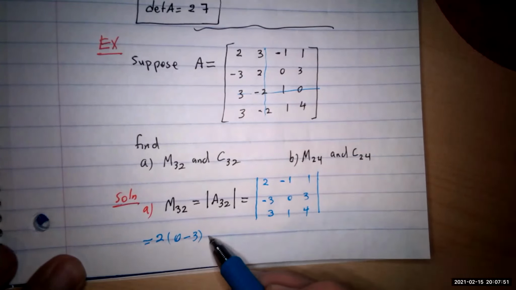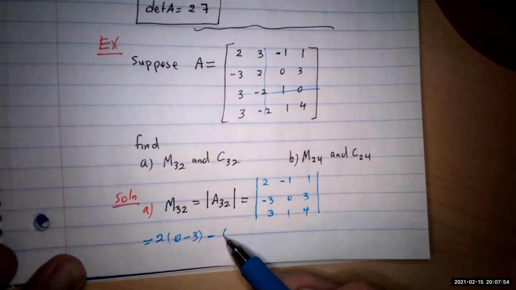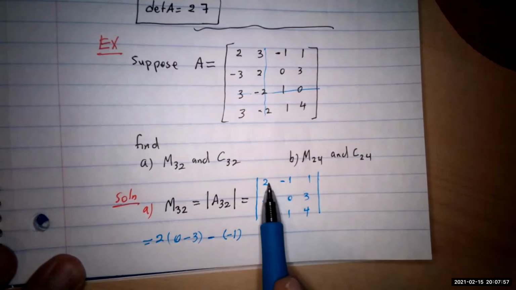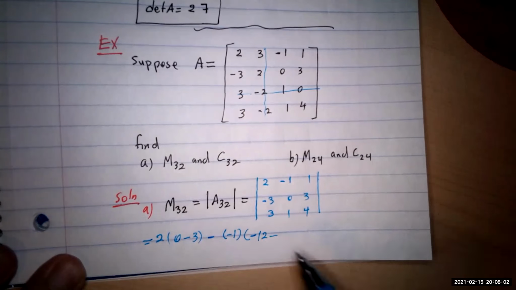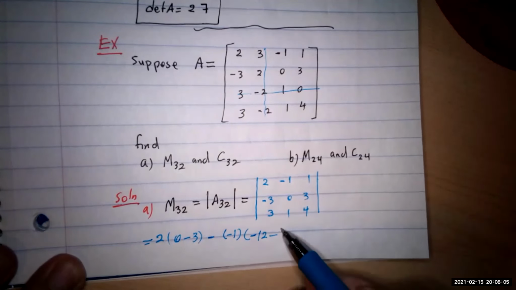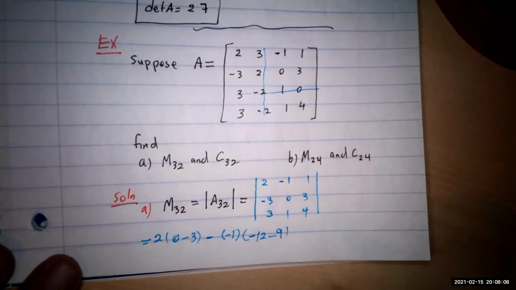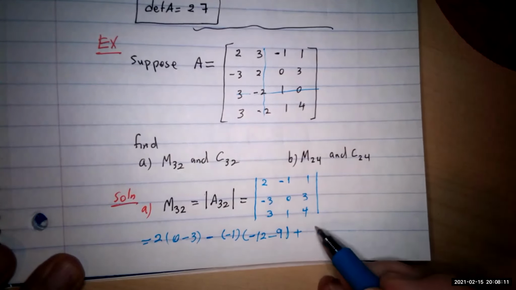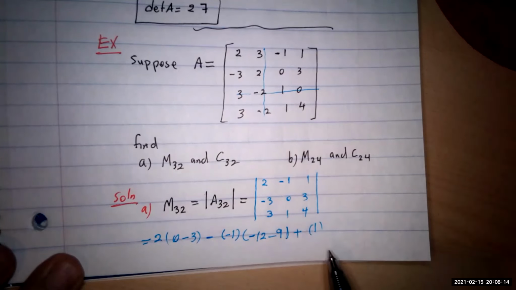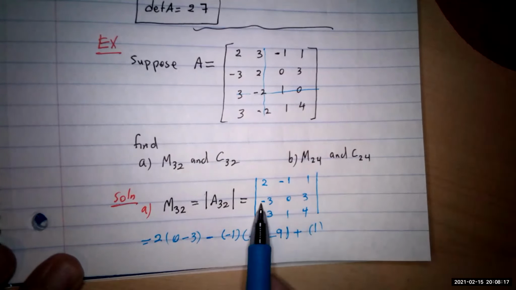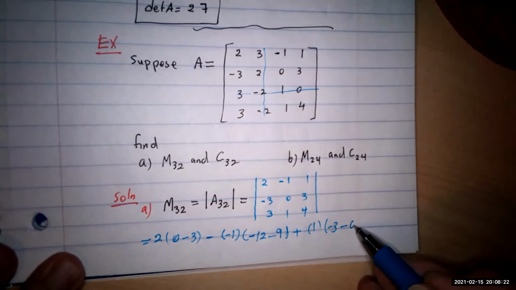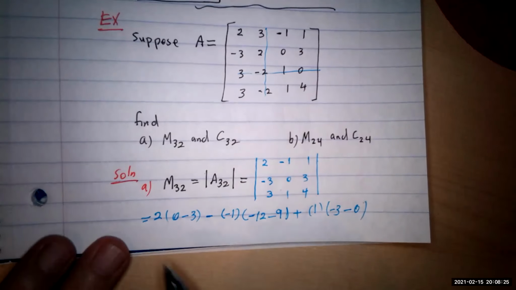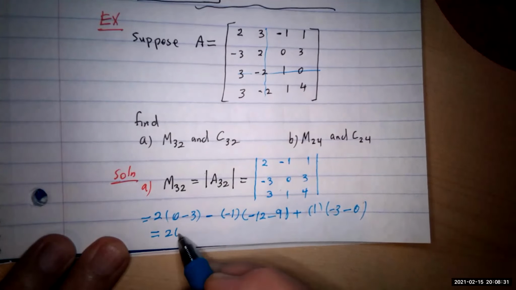Next one is going to be negative, and this is also a negative. So eliminate the first row, second column: -3 times 4 is -12 minus 3 times 3, which is 9. Then plus 1, eliminate the first row, third column: -3 times 1 would be -3 minus 0 times 3, which is 0. That's it. So this is going to be 2 times -3.